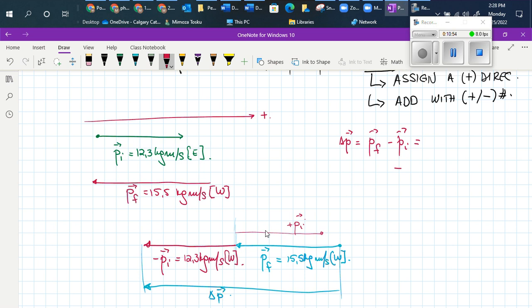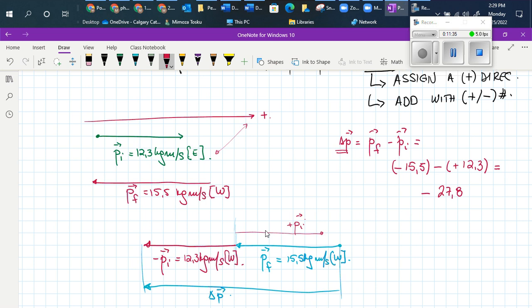So negative 15.5, and I'm ignoring the units here because now we know, minus, that is from the formula, initial going east has the same direction as the positive direction, so then it will be positive 12.3 kilograms meters per second, and then you will have an answer that is negative 15.5 minus 12.3, which is negative 27.8 kilograms meters per second.